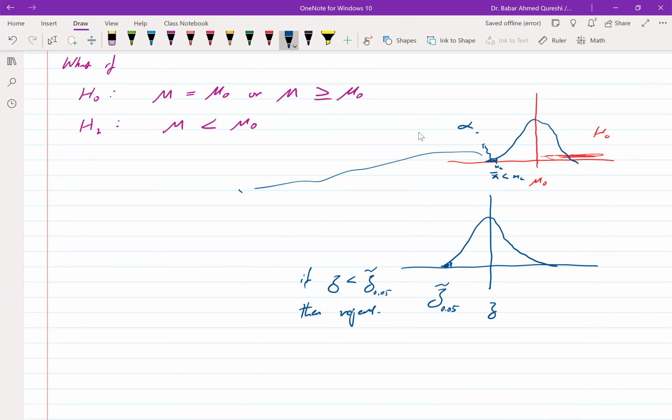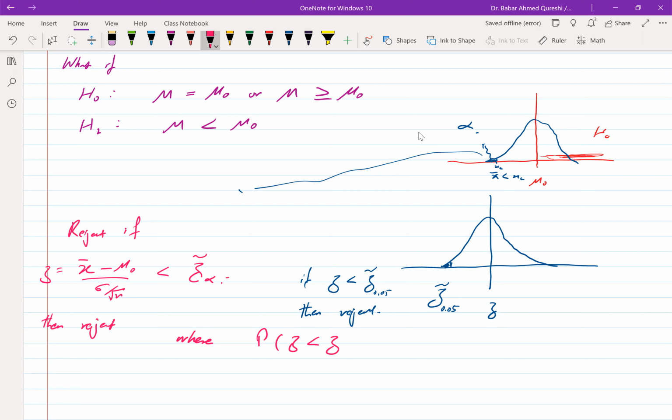So just looking up from here, reject if x bar, because this variable is x bar minus mu naught over sigma over under root n. So if it's less than this value, the lower tail, let's call it alpha, then reject, where this is defined such that if z is less than the z tilde alpha, that probability is alpha.